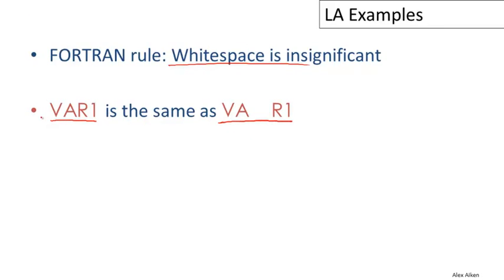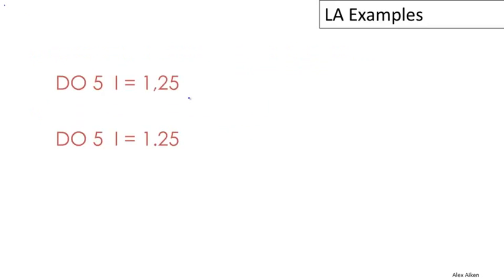And the idea in Fortran is that you could take your program and delete all the blanks from it, and that shouldn't change what the program means at all. Let's take a look at an example of how Fortran's whitespace rule affects lexical analysis.